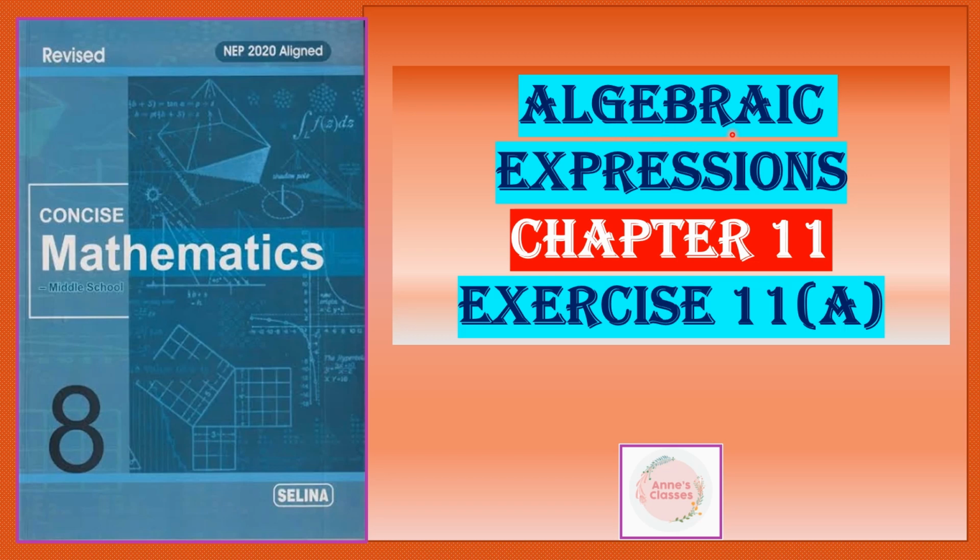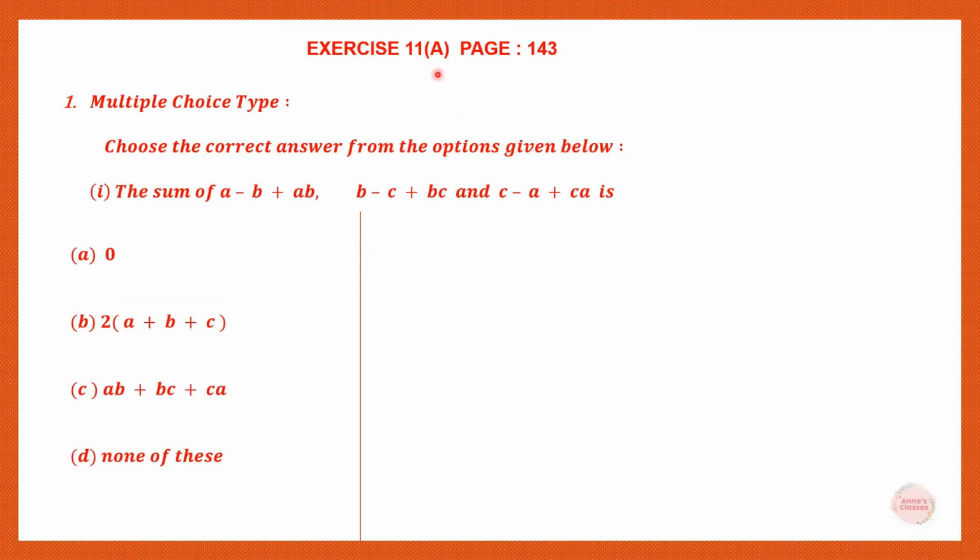We are doing algebraic expressions, chapter 11, exercise 11a from the new book, the revised one, NEP 2020 aligned. So let's begin this. Exercise 11a is on page number 143 and the first question is the multiple choice type. Choose the correct answer from the options given below.